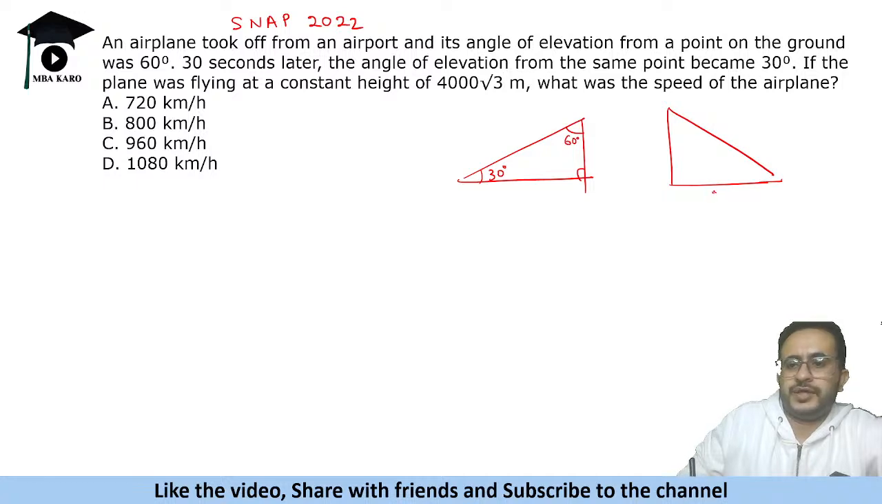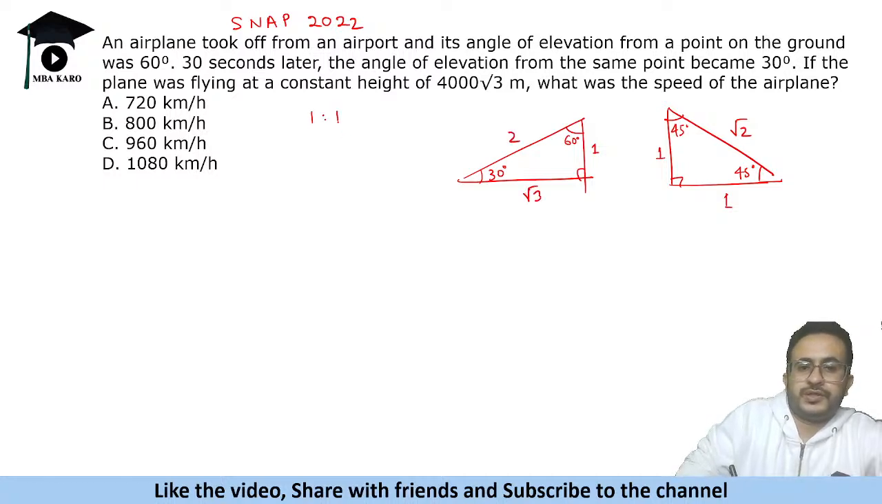In this case, both triangles are 30 60 90. Okay, so if you are given this kind of a triangle 45 45 90, so the sides are in the ratio 1 1 root 2, and in this case it is 1 root 3 and 2. Yes, 1 root 3 2 in 30 60 90, and in 45 45 90 it is 1 1 root 2.